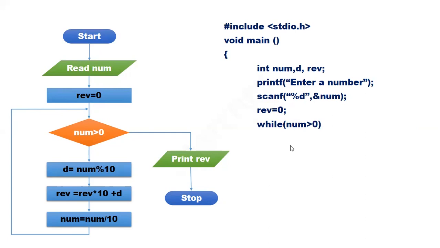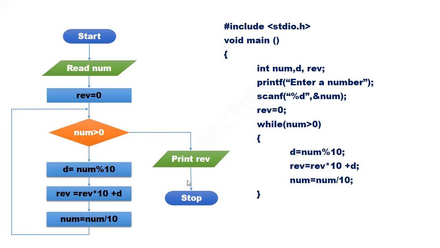Next, it is a condition and it is part of a loop. Use the while loop here. While num greater than 0, open curly brace. Go to the yes part. Inside the yes part, the first step is d equal to num mod 10. Next step, it is REV equal to REV into 10 plus d. Next, it is num equal to num by 10. So this is the end of the loop.